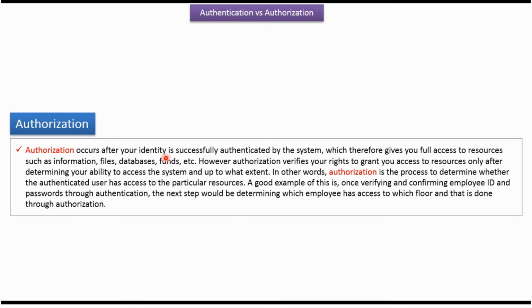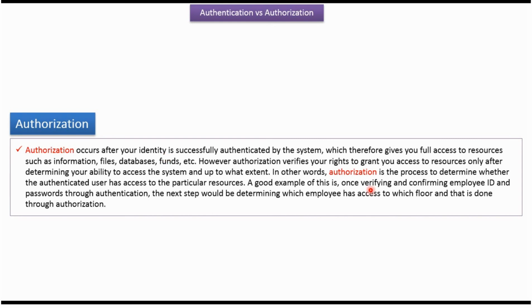Usually, authorization occurs after authentication is successful, and authorization is a process to determine whether an authenticated user has permission to access particular resources or not. If the user has permission to access the resource, he can access the resource. Otherwise, he cannot access the resource.